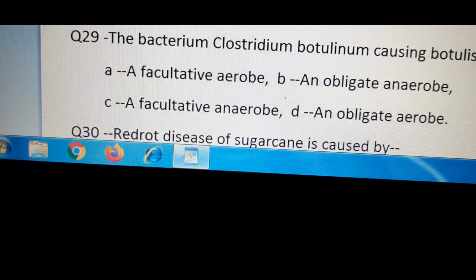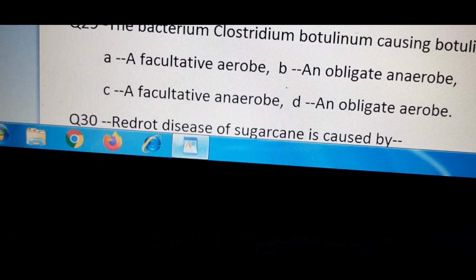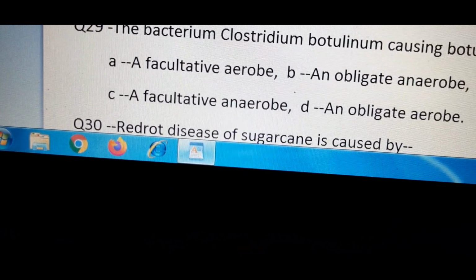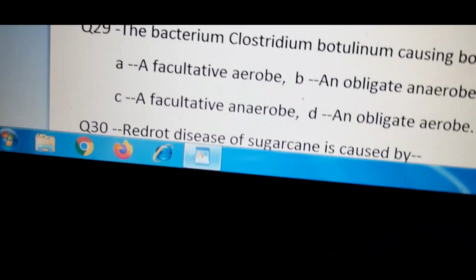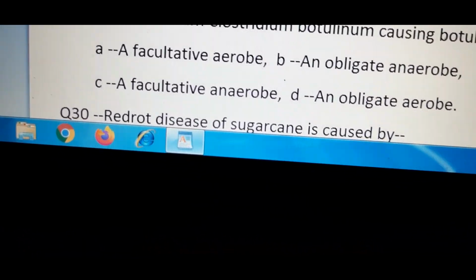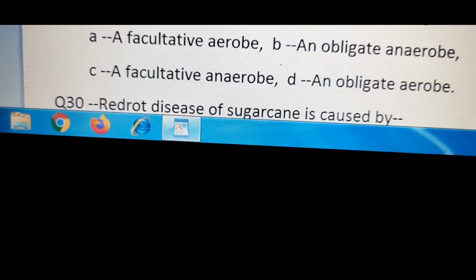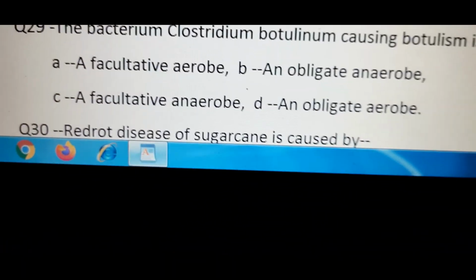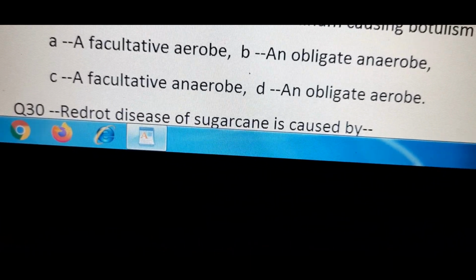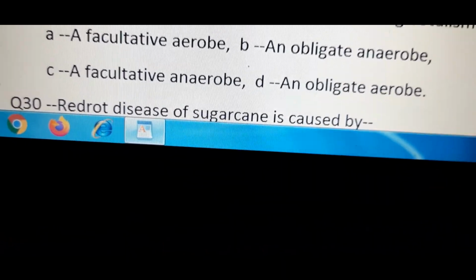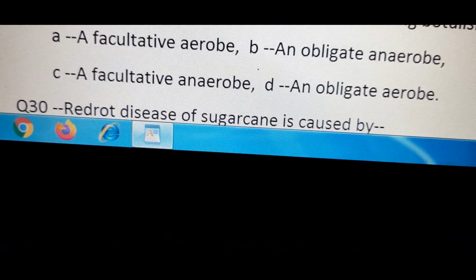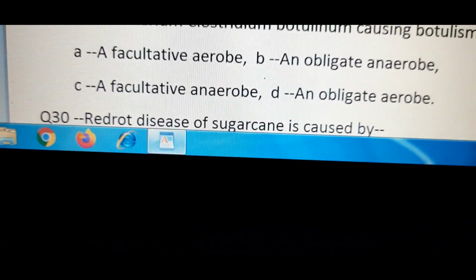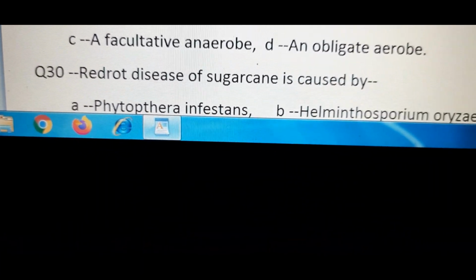See, facultative aerobe means what? Facultative aerobe means it is sometimes respiring aerobically also is the meaning. Facultative anaerobe means sometimes respiring anaerobically also is the meaning. And obligate means compulsorily, but whether it is a compulsory anaerobe or aerobe, it is B, that is anaerobe only. It's an obligate anaerobe. Now question number 30.